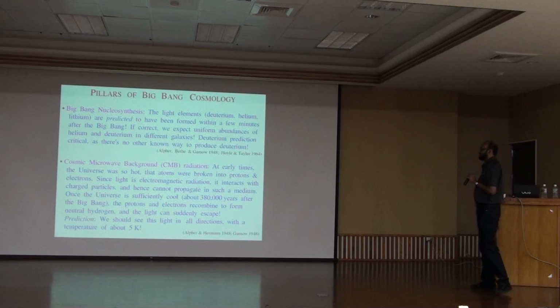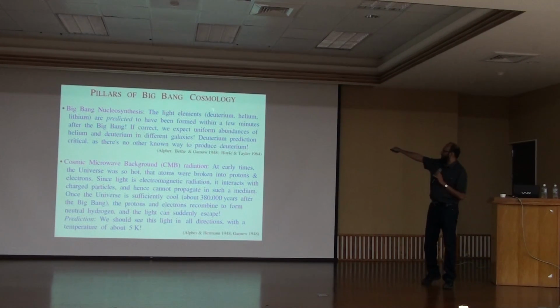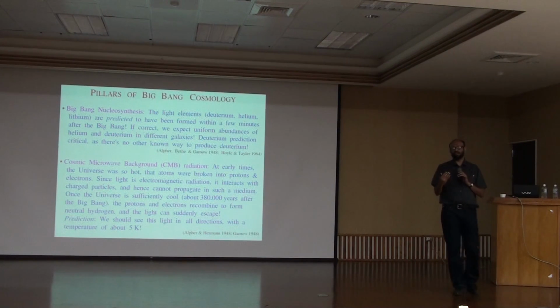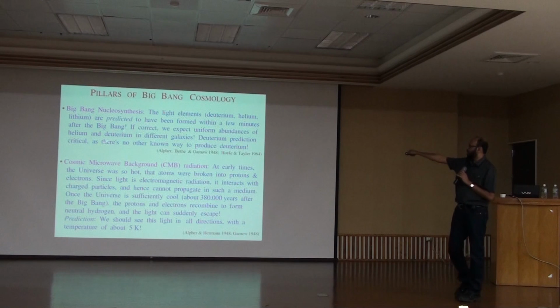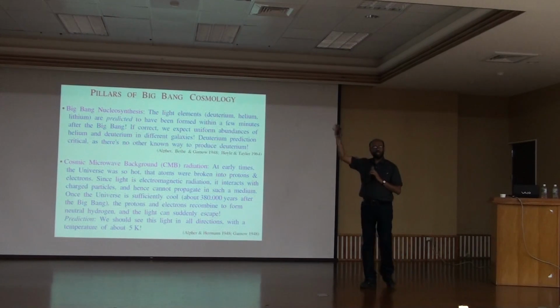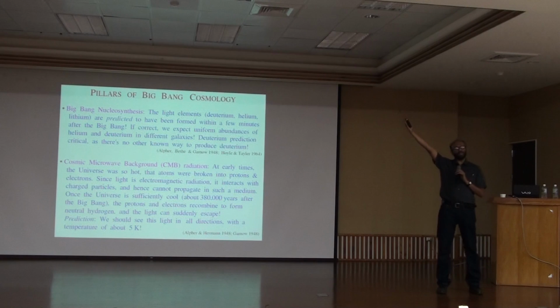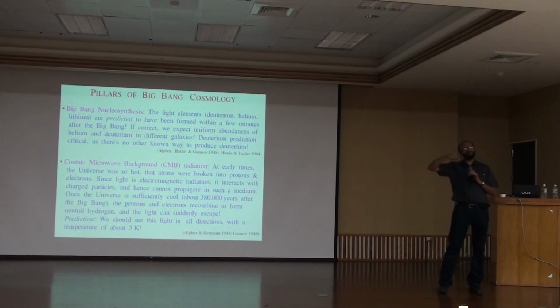And the idea is very simple. In Big Bang cosmology, the light elements, deuterium, helium, and lithium, are predicted to have been formed within a few minutes after the Big Bang. So if that is correct, you expect uniform abundances of helium and deuterium in all galaxies, because they were all formed at that point. In fact, it's even more exciting than that.